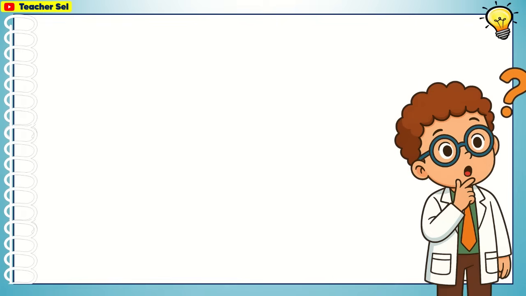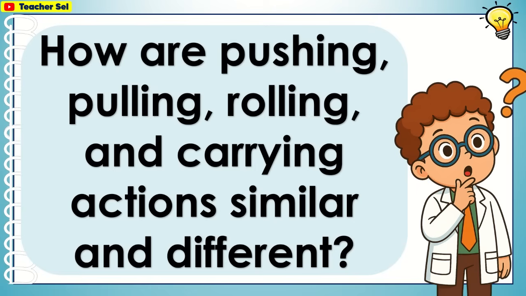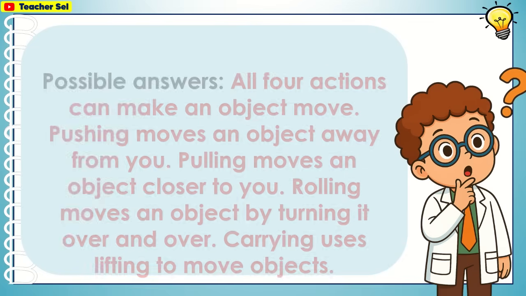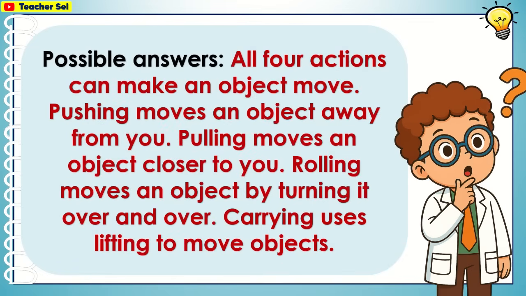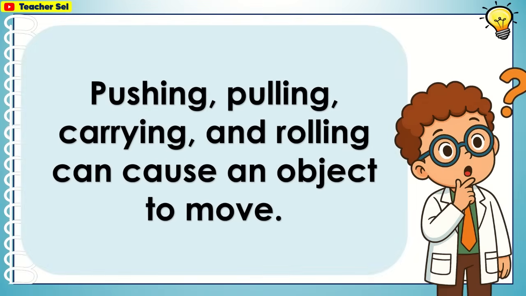How are pushing, pulling, rolling, and carrying actions similar and different? All four actions can make an object move. Pushing moves an object away from you. Pulling moves an object closer to you. Rolling moves an object by turning it over and over. Carrying uses lifting to move objects. Pushing, pulling, carrying, and rolling can cause an object to move.